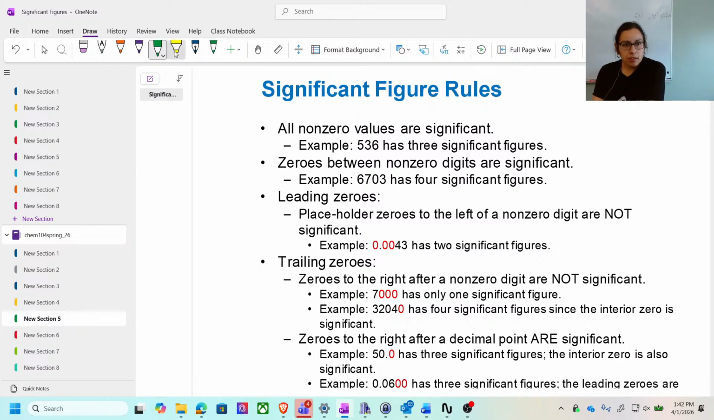All right, so the first thing is, all non-zero values are significant. I think that's pretty self-explanatory. If it's a digit, it matters. So looking at this number here, 3 numbers written, 3 significant figures. And then the next rule is also easy enough, and this is also called our captive zero. If we have a 0 between non-zero digits, then of course this 0 is significant. So this number has 4 sig figs.